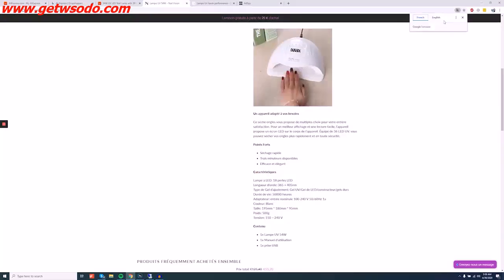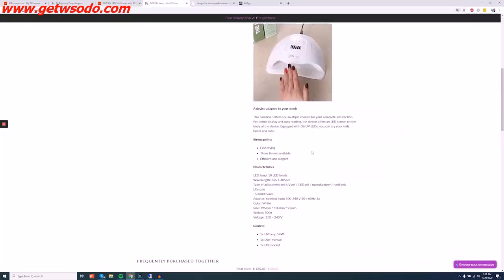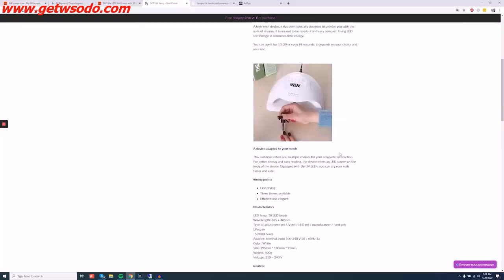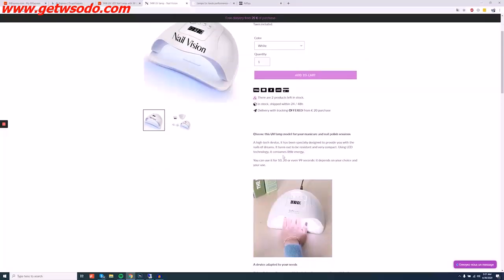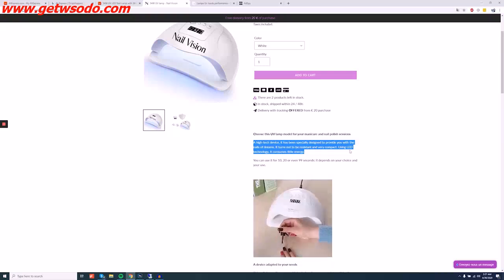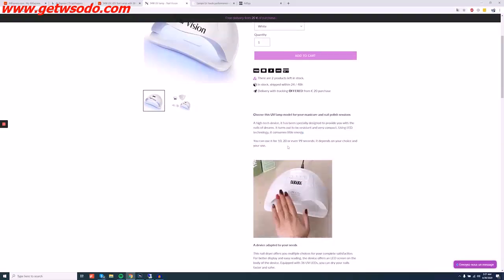So what I'm going to do is translate the page, and I want to start to try and understand how they're trying to sell this product. So it's saying a high-tech device that has been specifically designed to provide you with the nails of your dreams. It turns out to be resistant and very compact. Using LED technology, it consumes little energy. You can use it for 10.